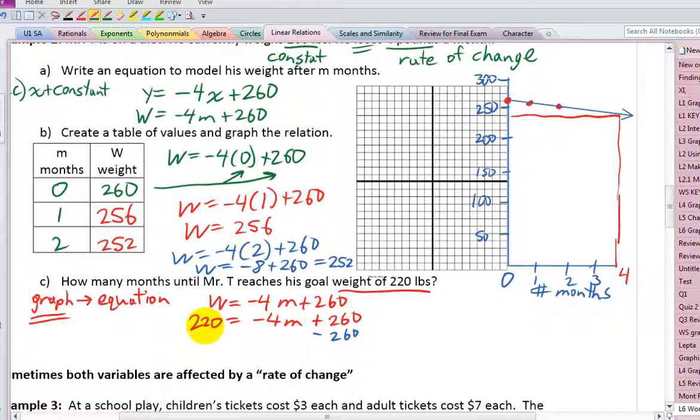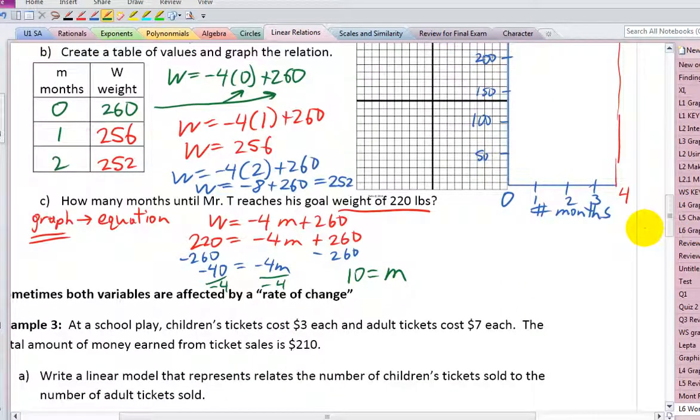Minus 260. So negative 40 equals negative 4m. Divide by negative 4 to get rid of it. And so you're going to get 10 equals m. So it'll take him about 10 months to get down to 220. Any questions?